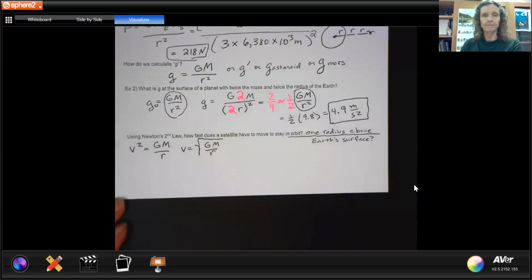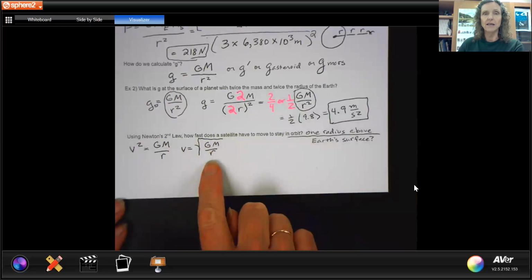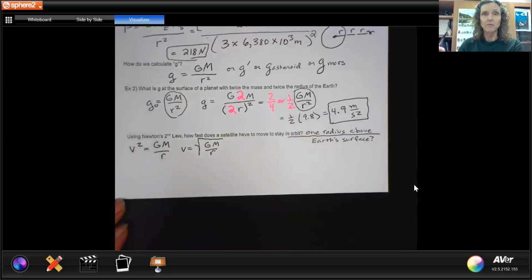There we go. Now let's try this particular specific one. That's our general answer. That's how fast a satellite has to move to stay in orbit. What happens if it doesn't stay in orbit? Well, if it goes too fast, it flies off in straight line motion. There's not enough force to hold it in a circle. If it goes too slowly, it augers in. That is, it spirals down in and crashes into the surface of the planet.